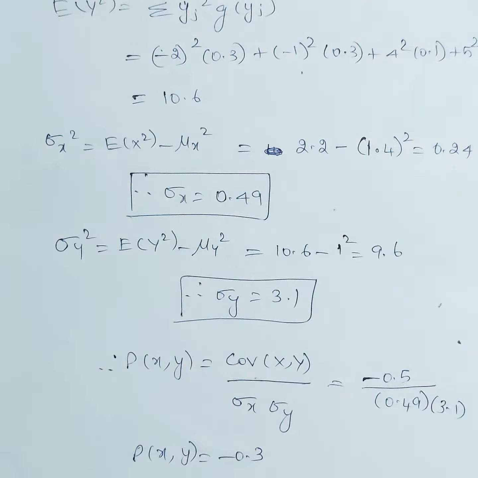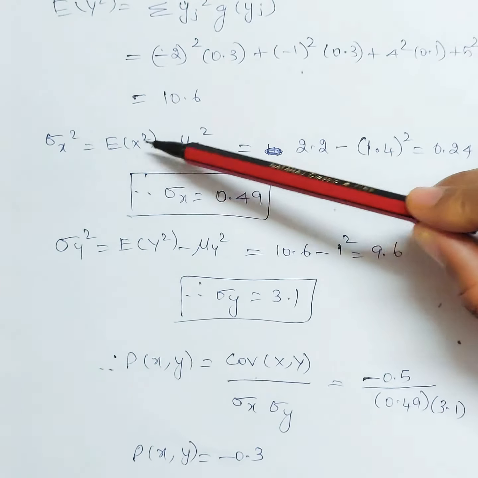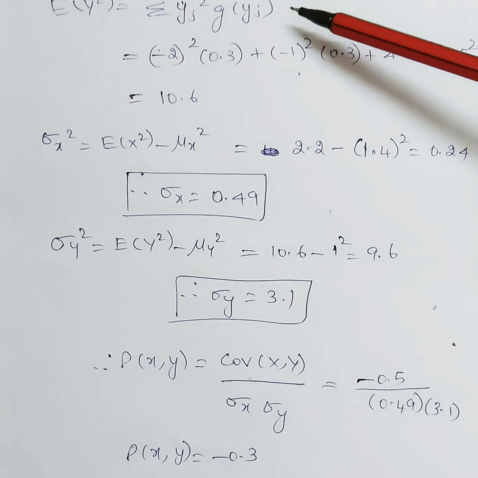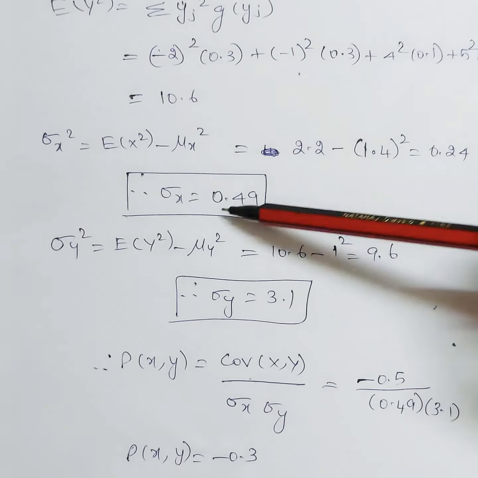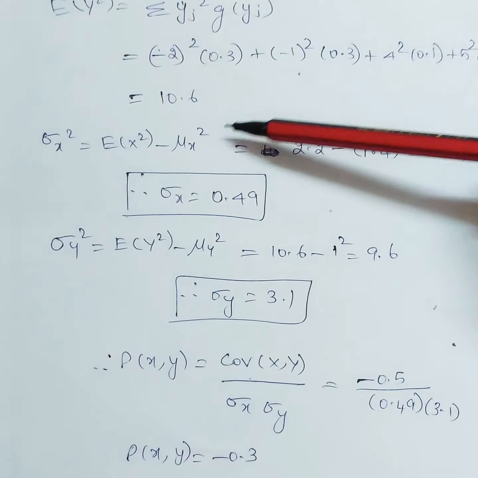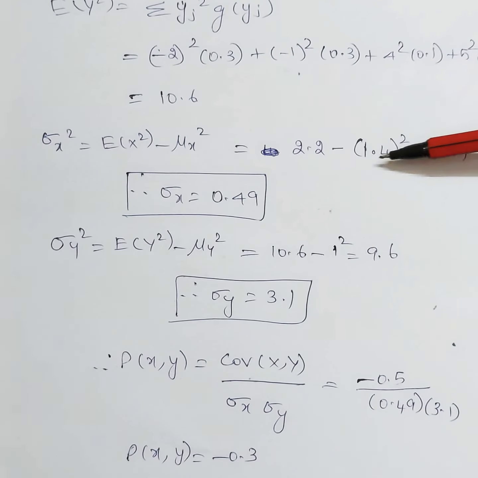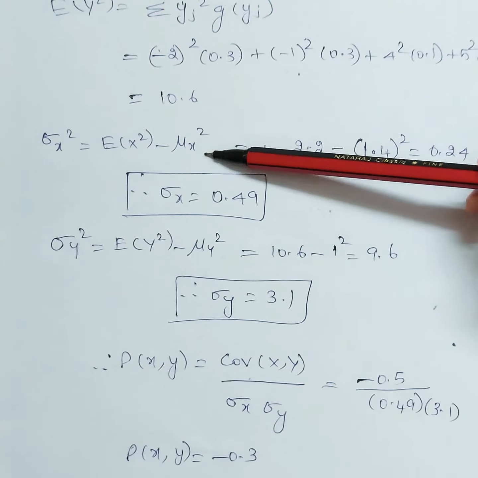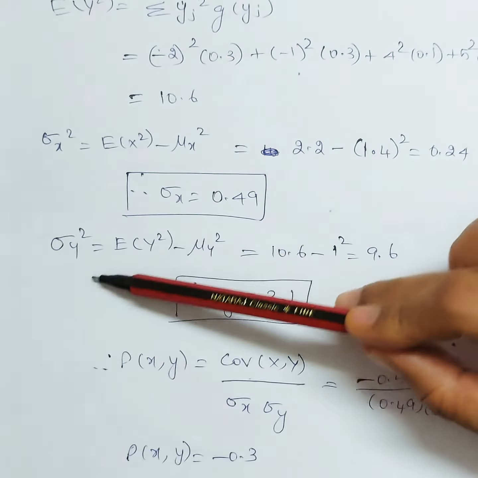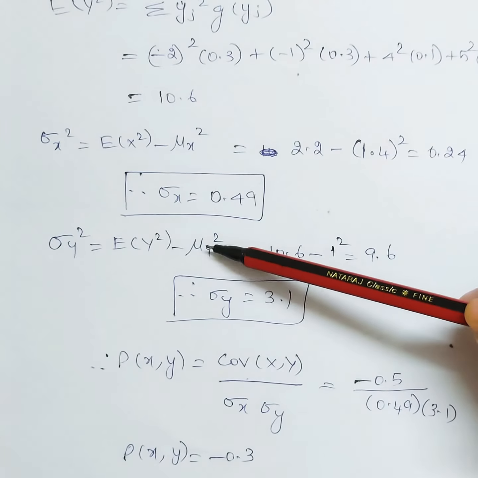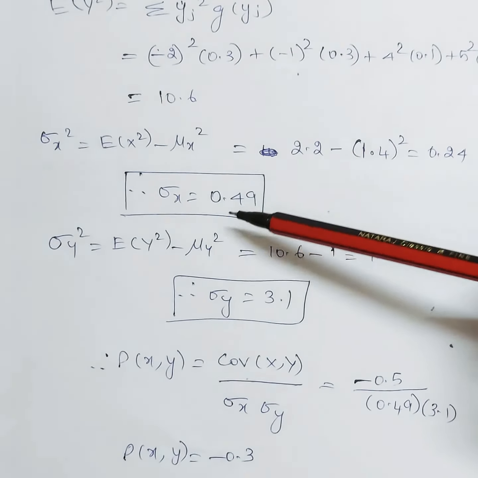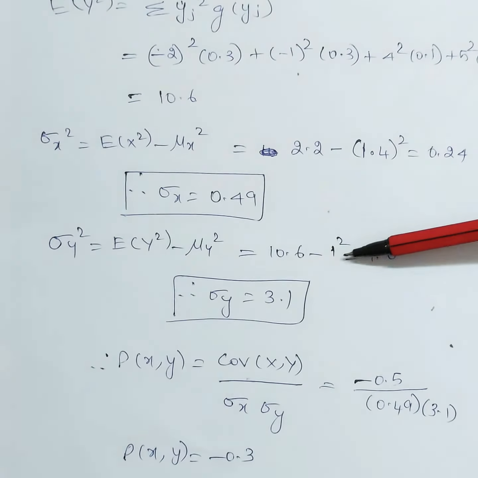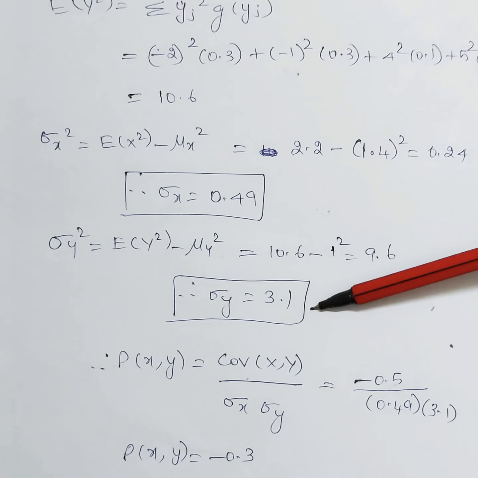Now we are writing the formula sigma x square. This is nothing but expectation of x square minus mu x square. Expectation of x square, just now we got it as 2.2. So 2.2 minus expectation of x that we got on the previous page. So it is 1.4 square. This mu x and expectation of x both are same. Similarly, sigma y square is e of y square minus expectation of y the whole square. So expectation of y square, just now we got 10.6 minus e of y we got 1. So 1 square. So if you simplify, you will get this.